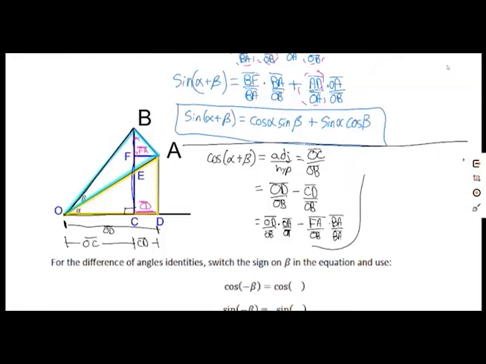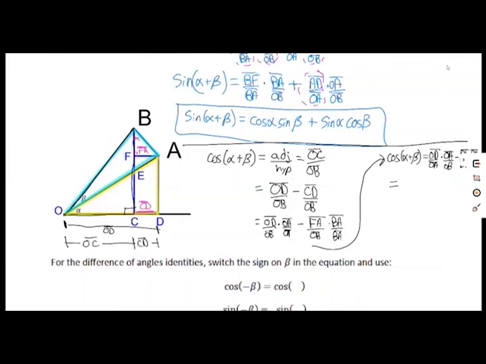Okay, I'm just going to haul this up to the top over here. So I get the cosine of alpha plus beta. Again, I'm going to rearrange things. So I'm going to write that first term as OD over OA times OA over OB minus FA over BA times BA over OB. Okay, so now it's just a matter of finding those ratios in this triangle.